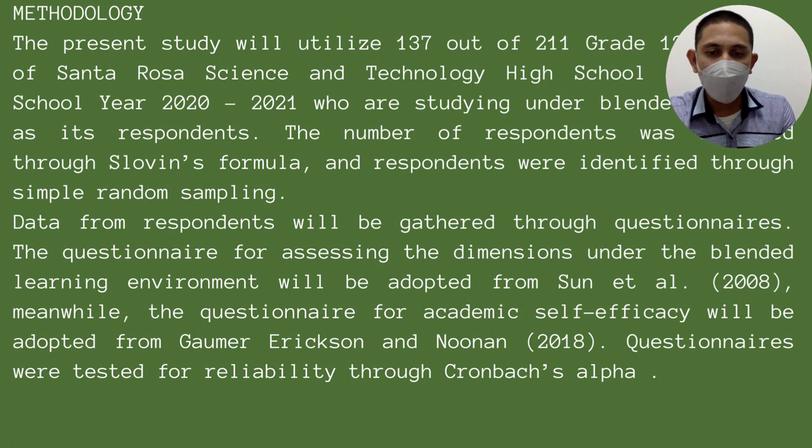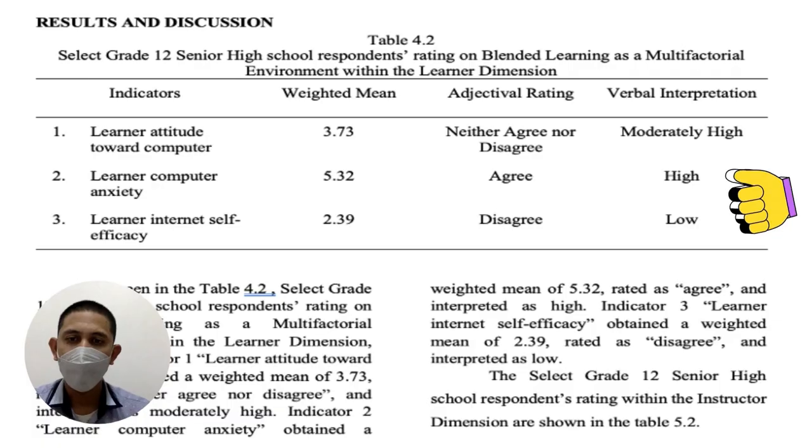A questionnaire for assessing the dimensions under the blended learning environment will be adapted from Sanet in 2008. Meanwhile, a questionnaire of academic self-efficacy will be adapted from Bomer, Erickson, and Noonan 2018. Questionnaires were tested for reliability through Cronbach's alpha.